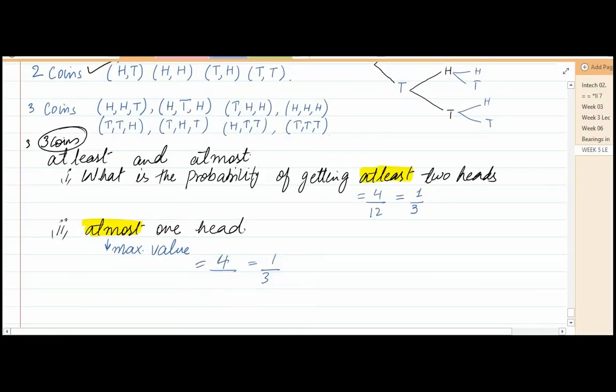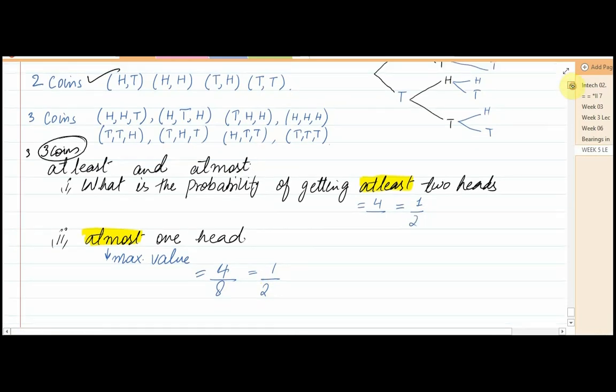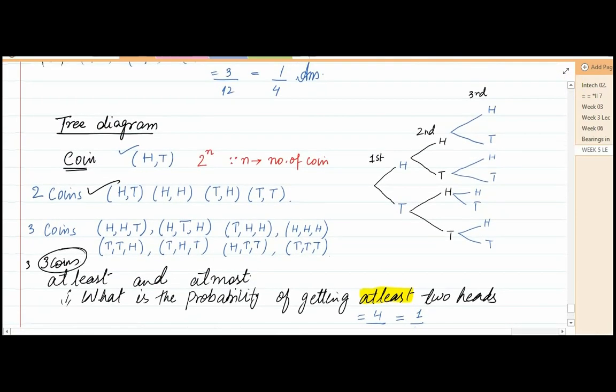There are 8 possible outcomes. So it's 4 divided by 8. So it's 1 divided by 2 for both cases. So that is an explanation that I think I should deliver to you regarding the possibility diagram, because in your next or upcoming questions you will use the possibility diagram a lot. That is why I think it will be good if you have a clear idea regarding the possibility diagram.